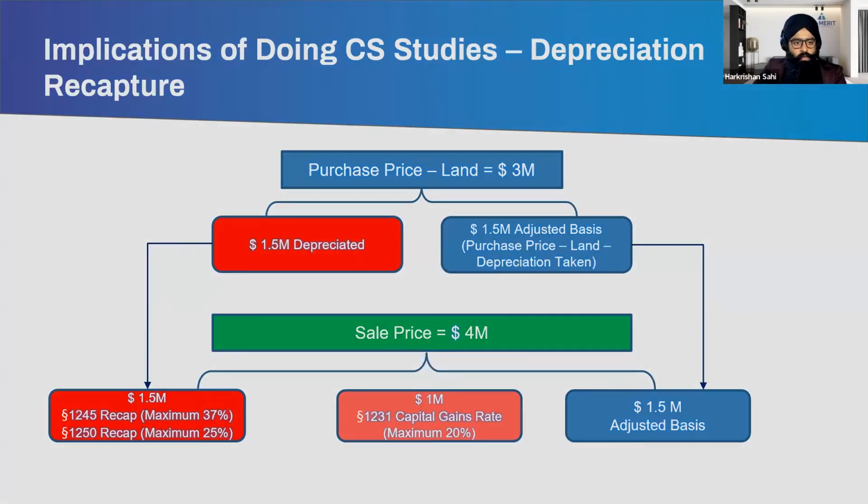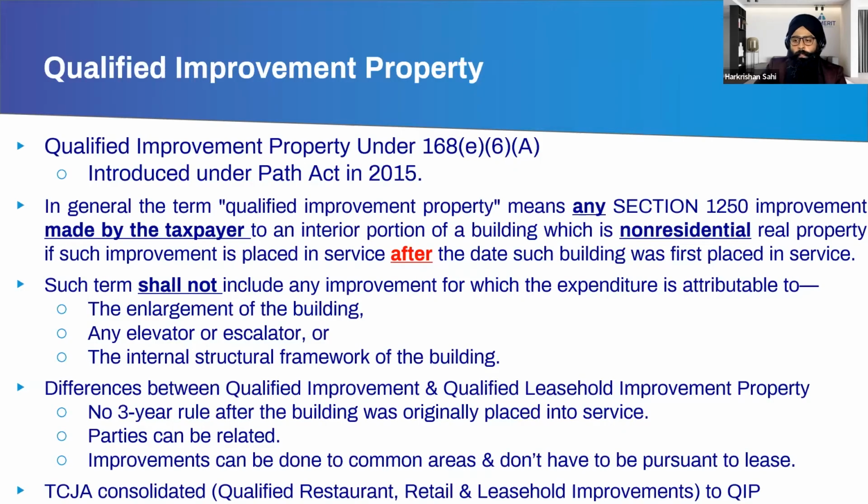So moving on to the next slide. Qualified improvement property. This has been a hot topic for a while now. It has gone through ups and downs, and we'll talk about that. Qualified improvement property is under Section 168(e)(6)(A) of the Internal Revenue Code, and it was introduced under the PATH Act of 2015.